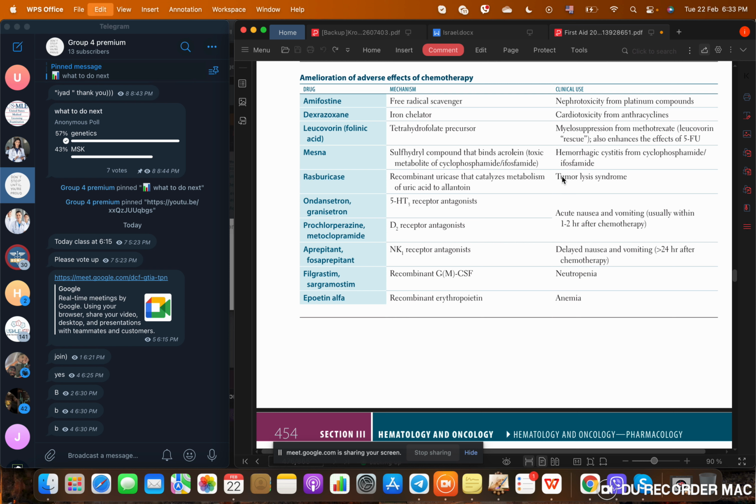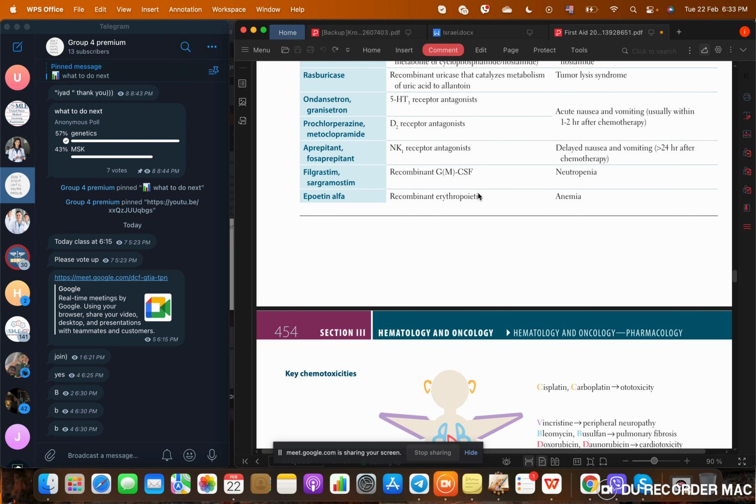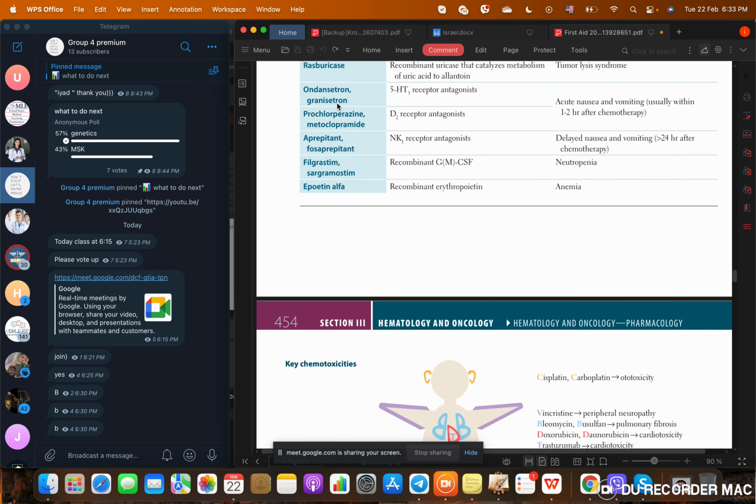Rasburicase can be used in tumor lysis syndrome because it helps to convert the uric acid into allantoin, and that is going to be secreted in the urine. Ondansetron and granisetron, and the metoclopramide and the prochlorperazine. The first ones are serotonin inhibitors, and the second ones are D2 inhibitors. They can be used for acute nausea and vomiting, usually within 1 to 2 hours after chemotherapy.